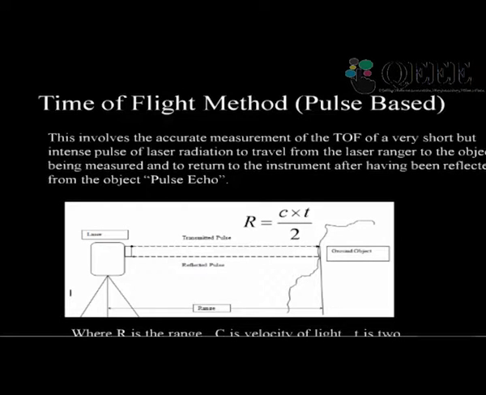The time of flight method is also called the pulse method. It involves the accurate measurement of the time of flight of a very short but intense pulse of laser radiation to travel from the laser range finder to the object being measured and to return to the instrument station after being reflected from the object. It is the pulse echo.